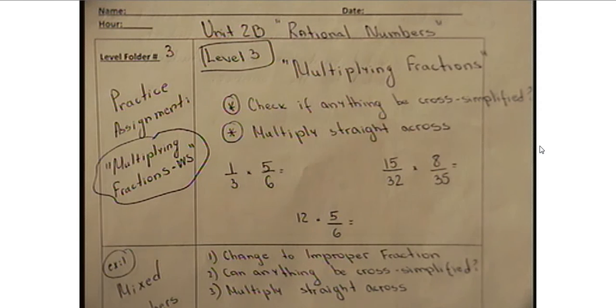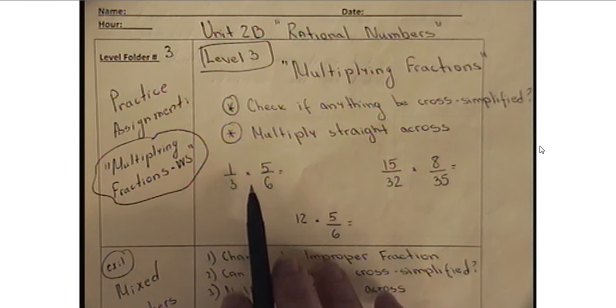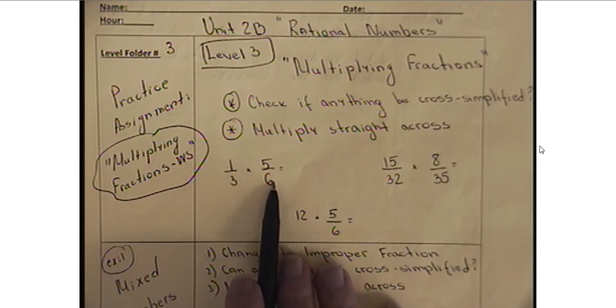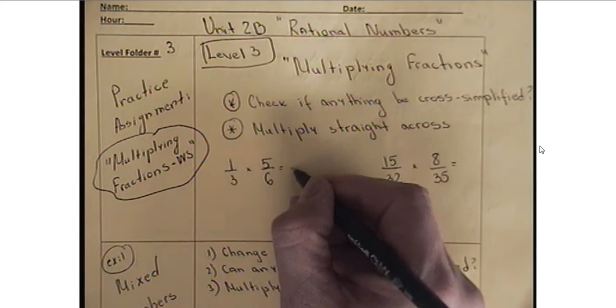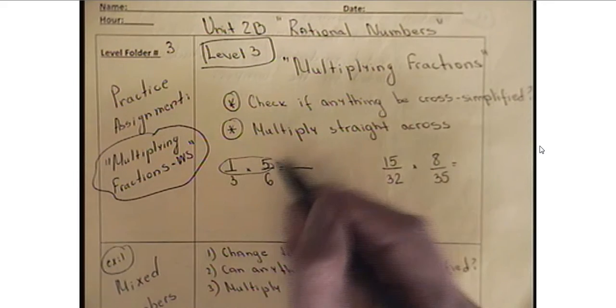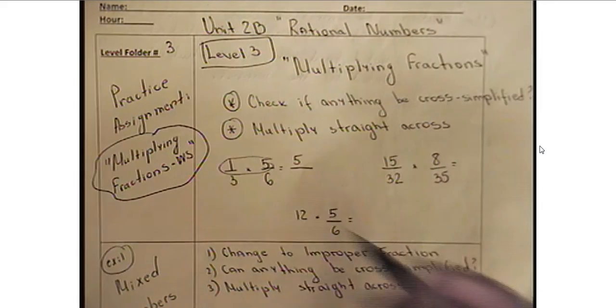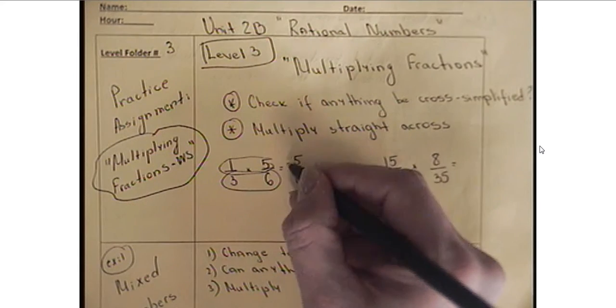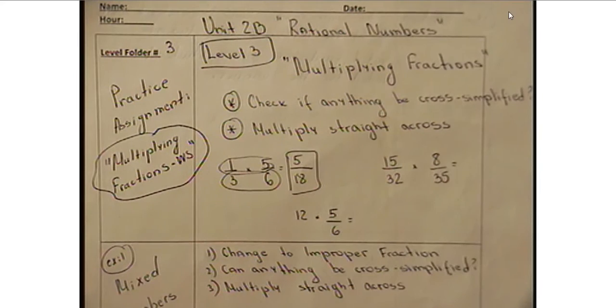We have one example, 1/3 times 5/6. Nothing can be cross-simplified, so we just need to multiply the numbers. We multiply the top ones: 1 times 5 gives us 5, and then we multiply the bottom ones: 3 times 6 is 18. 5/18 is my final answer.